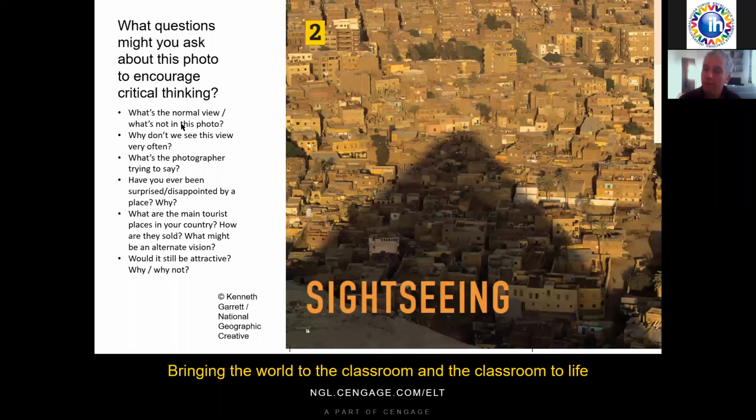So we could ask questions like, what's the normal view? What's not in the photo? In this case, camels, desert, the pyramids themselves, if you like. Why don't we see this view very often? What's the photographer trying to say? Have you ever been surprised or disappointed by the place? What are the main tourist places? So as a kind of route for you as teachers to think of these questions, we can go from talking about the photo and then broadening it out to some degree to ask more about the wider and underlying topics there.